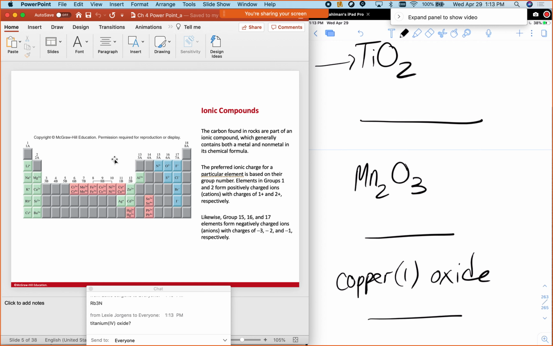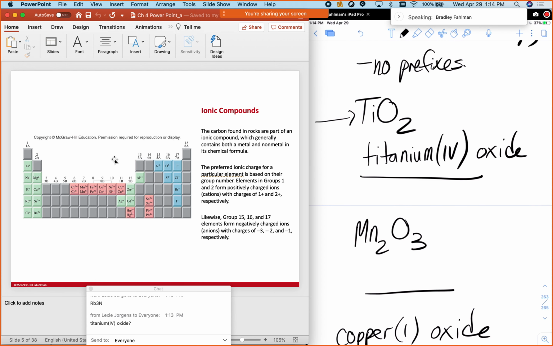Yeah, correct. This is titanium 4 oxide. And the reason that it's 4 is because oxygen has a -2 charge. It's 2 away from the noble gases. So if this is -2 and you have 2 of them, that's a -4. So the metal, you just have one of them here, has to be +4. So titanium 4 oxide.